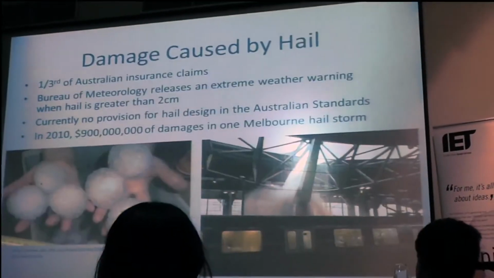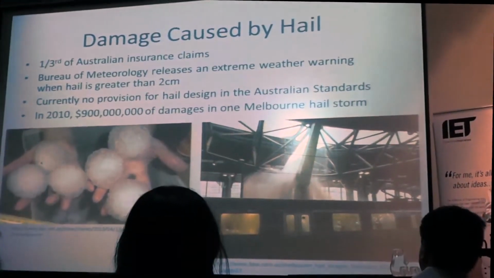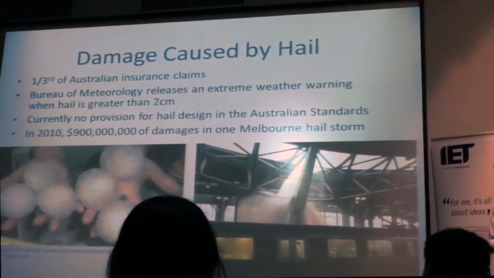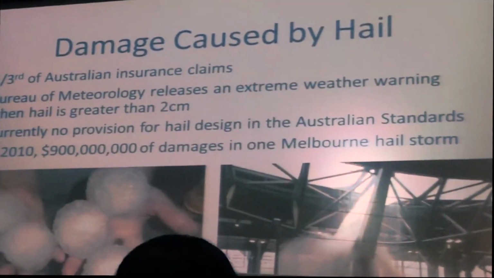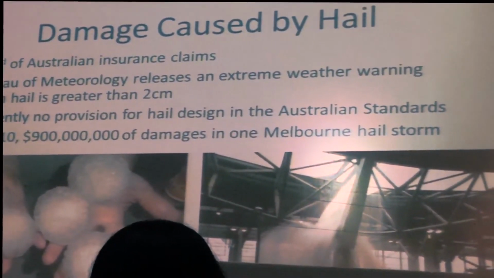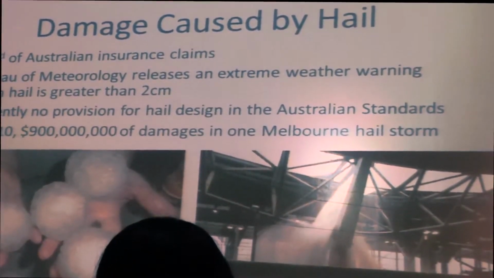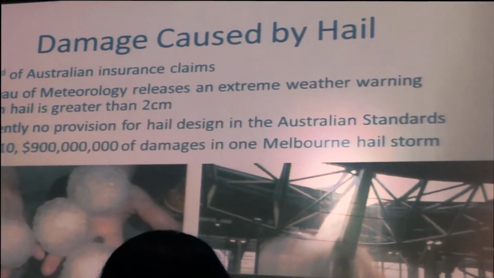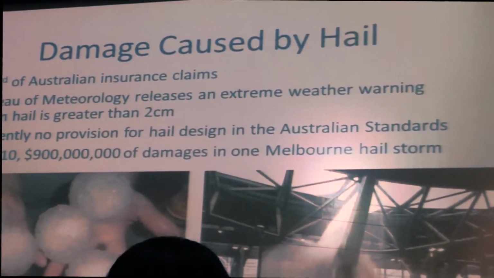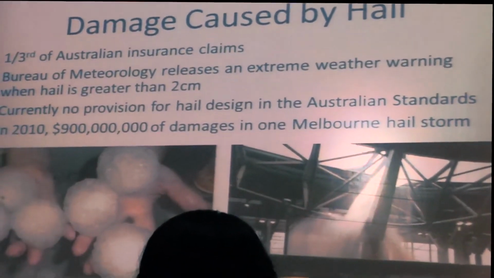Now I'd like to talk to you about some of the damages caused by hail. As I said in my introduction, one third of Australian insurance claims derive from hail. Of the damage that's caused, 80% comes directly from the impact of hail, breaking windows, breaking roof tiles. The remaining 20% is from water damage. Often you'll have a broken roof tile which will then lead to water ingress and create structural damage to the building.